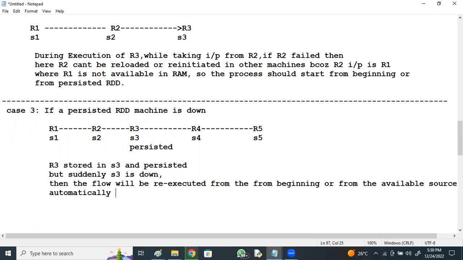From the available source, if any other RDD was previously persisted, from there onwards it is automatically re-executed from the available source, till R3 only. Till R3.